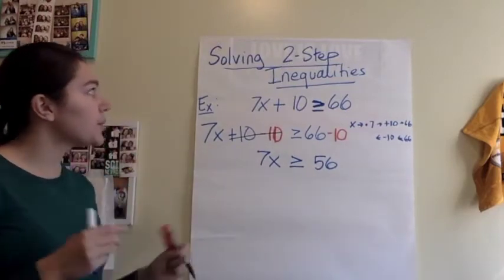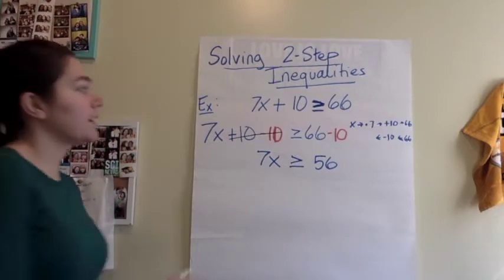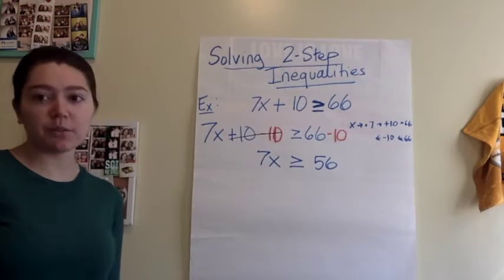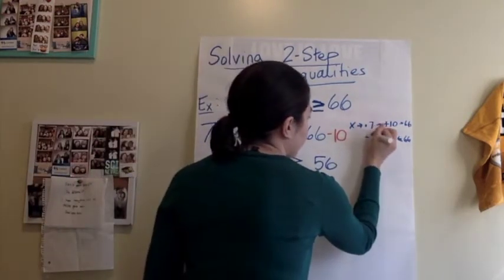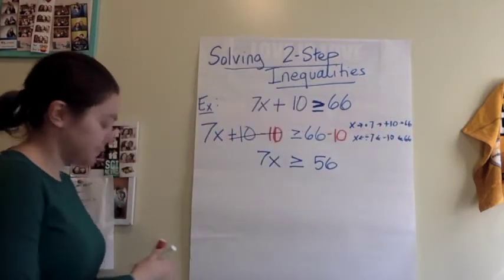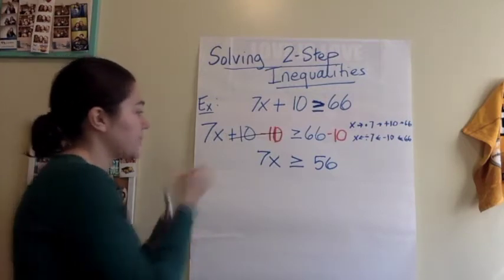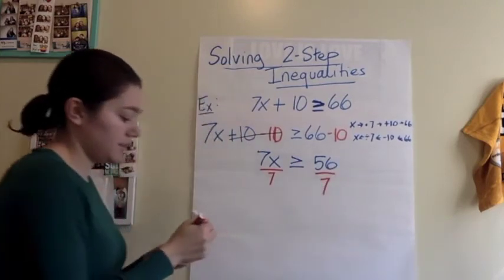Now I have a one-step inequality, which we've been solving. I can go back to my flowchart. Now I have this x is getting multiplied by 7. So how do you undo multiplying by 7? You divide by 7. That's going to give me whatever x is. So I have x times 7, and I'm going to divide both sides by 7.